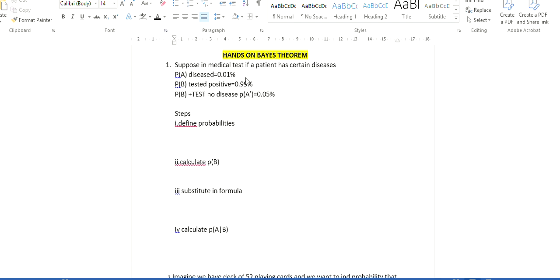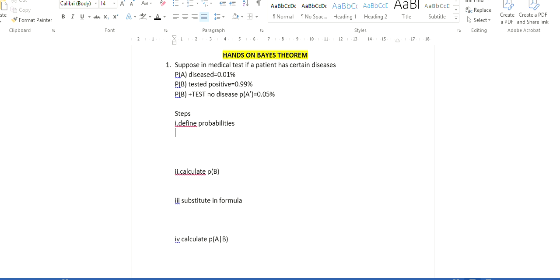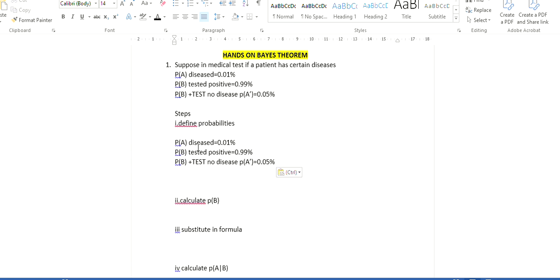Now after getting this problem, we have to find the probability of that particular disease, whether the patient has tested positive or not. So what is the first step? Define the probabilities. What is the probability of A? Same thing. I have defined it there, so if you put it here, that becomes step 1.